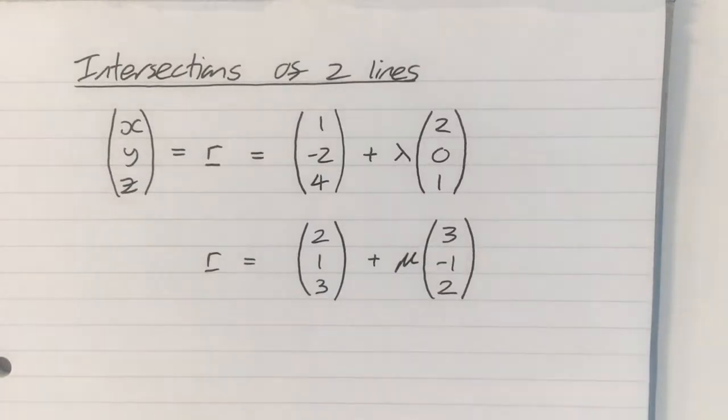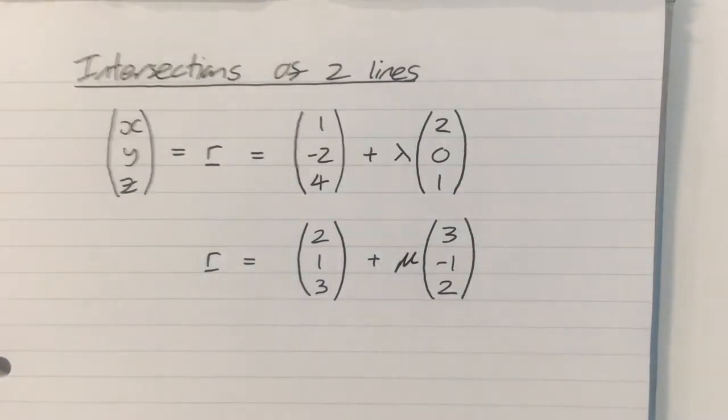Right, one thing that you need to be able to do with linear lines in three-dimensional space is to, first of all, determine if two lines intersect. And then, if they do, find their point of intersection. Typically, in three-dimensional space, two linear lines will not intersect.